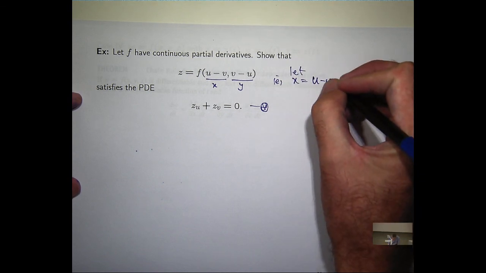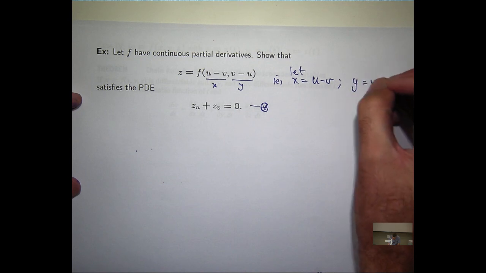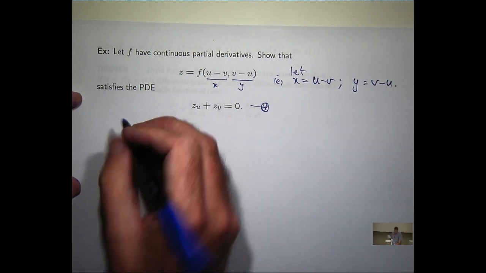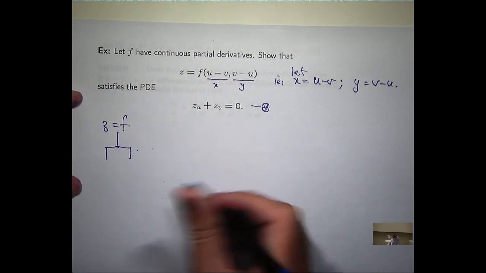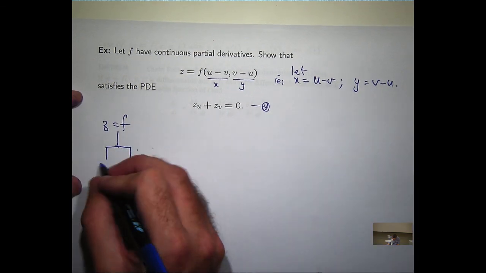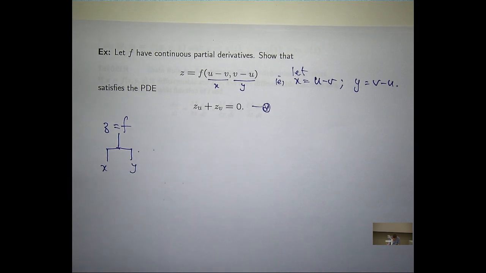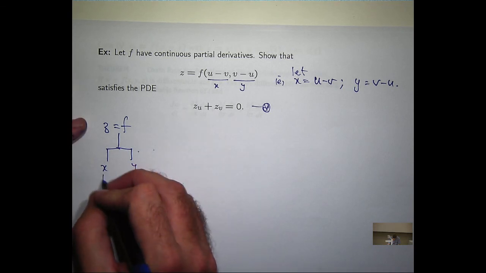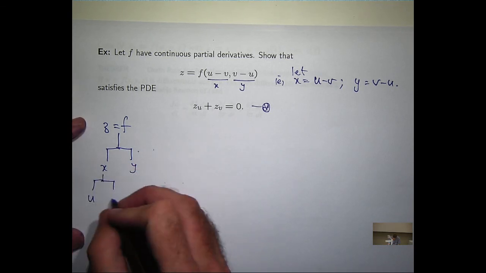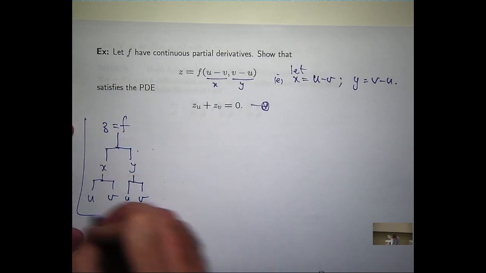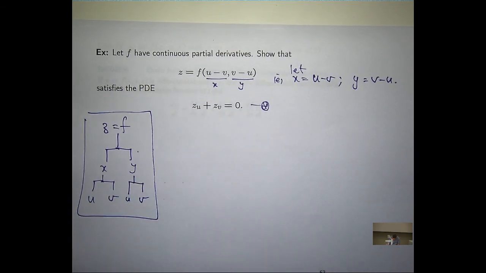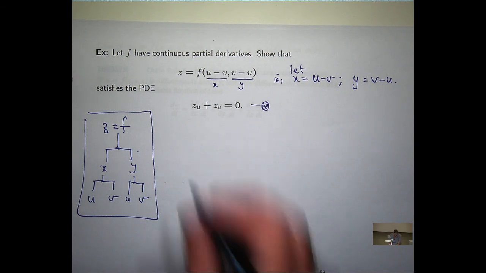U minus v, v minus u. Okay, so under these sort of labels, f's a function of 2 variables. A little diagram's there. Let's calculate the partial derivatives by using the chain rule.